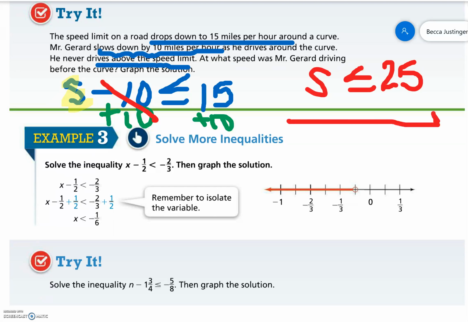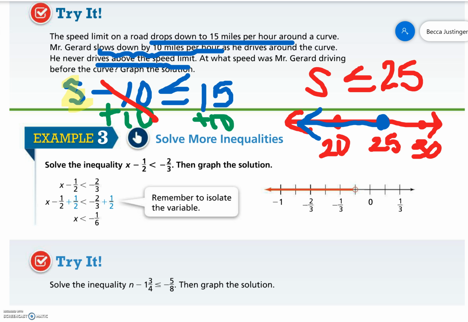So we're going to draw a number line. I'm going to put 25, put 20, put 30. It just has to be a rough sketch. Okay, so we're going to put a point at 25 because that's the most he could have been going, or he could have been driving less than that. So draw my arrow to the left.